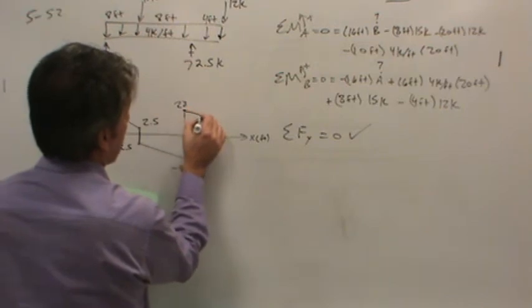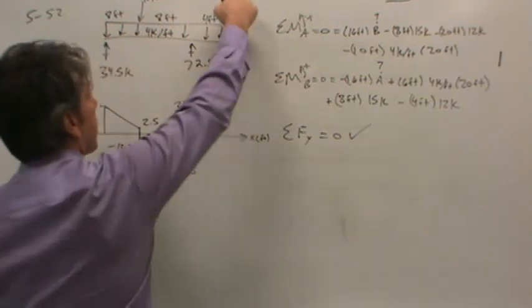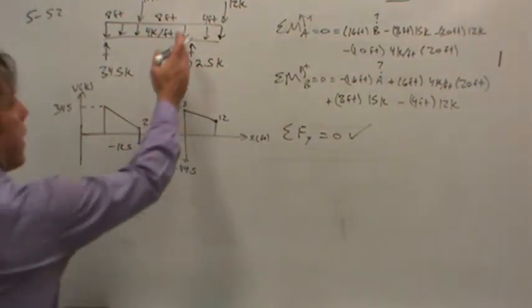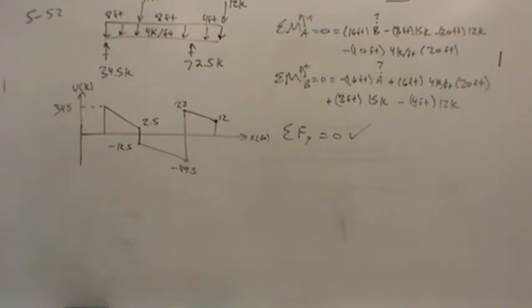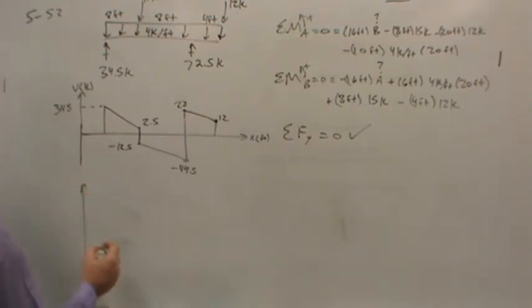And so same slope down to 12 kips, where finally the load at the end pulls us back down to the axis. So the shear to the right of this is 0. Okay, so there's our shear diagram. What about the moment diagram?